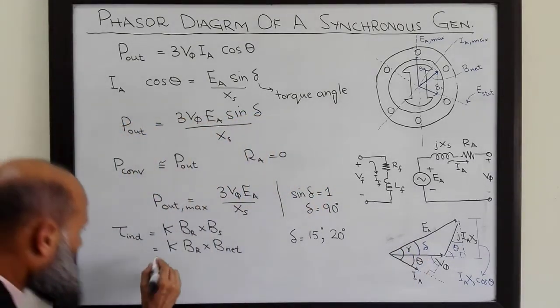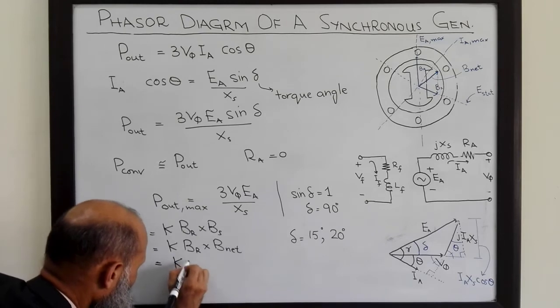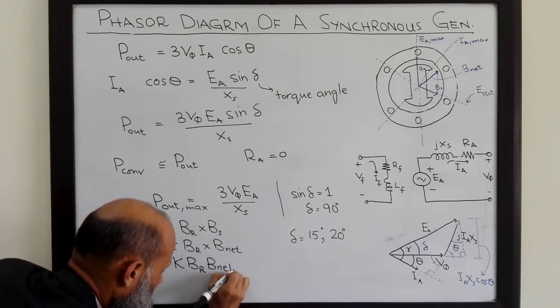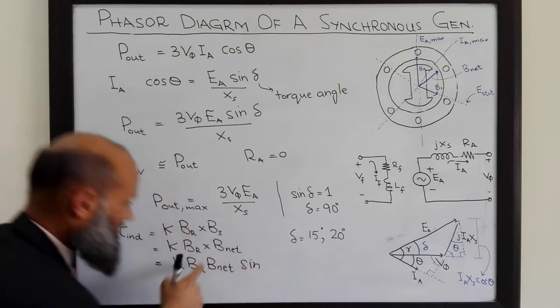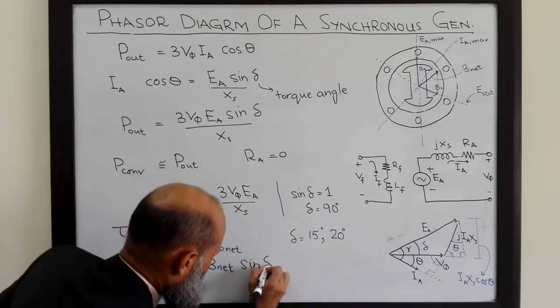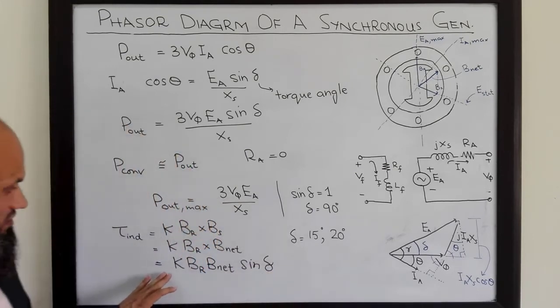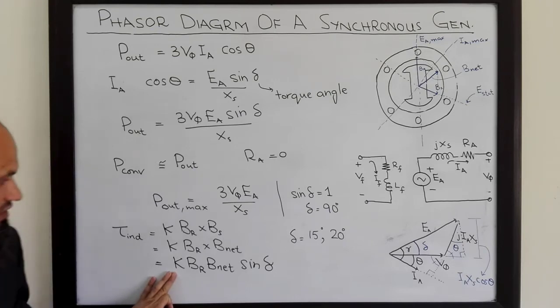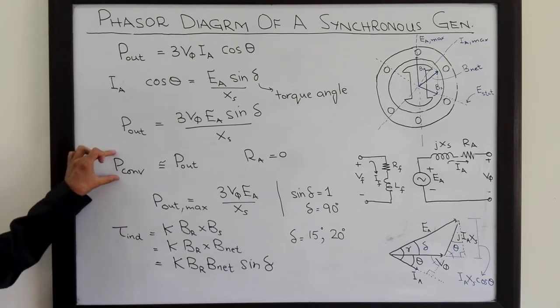That is, we have this cross product equal to BR B net, and their cross product involves sine of the angle between the two, which is the same as delta. So this is the expression for induced torque, and we can even obtain the expression for induced torque using this relation.